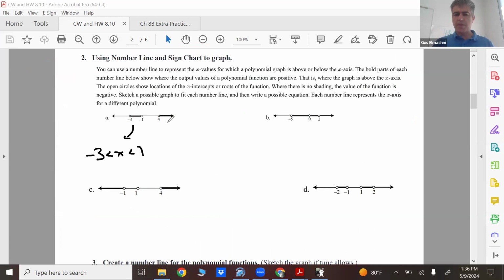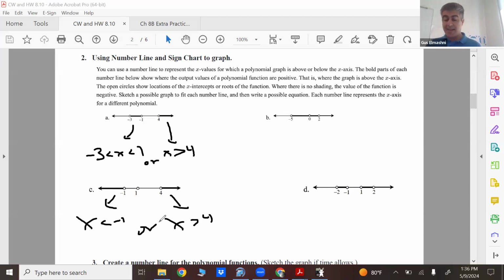And what would you say about this one right here? X greater than 4, totally, 100%. Let's take a look at C, because B is a little complicated. What would you say for C? X is less than what, and X is greater than what? Or 4. Yep, perfect. You do have to use the word or, because it can't simultaneously be both. Never use and, guys, because can X simultaneously be less than -1 and greater than 4? No, it's one or the other.